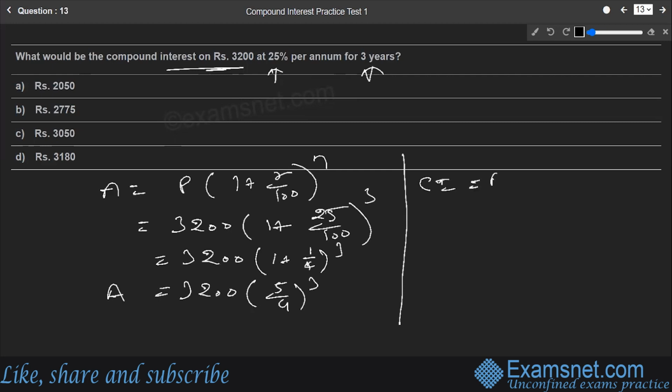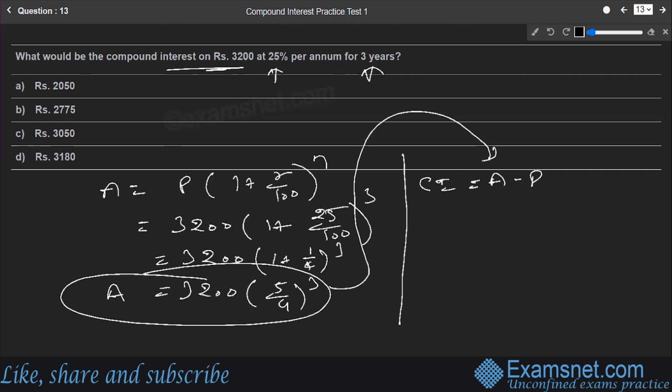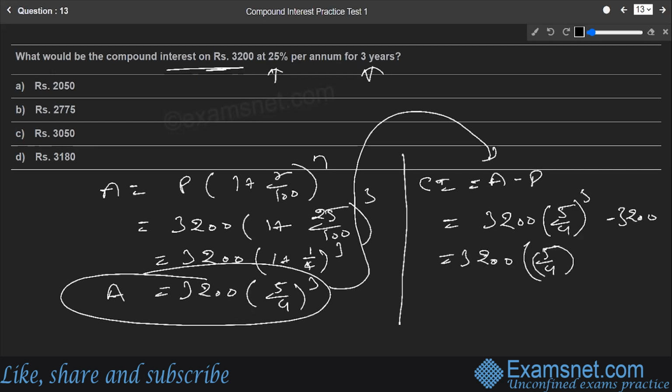Compound interest is amount minus principal. So we can put the amount value as this whole part. The compound interest is nothing but 3,200 into (5 by 4) whole cube minus 3,200, which is the principal value, in which 3,200 can be taken common. So this is going to be 3,200 into ((5 by 4) whole cube minus 1), which ultimately gives us 61 divided by 64.